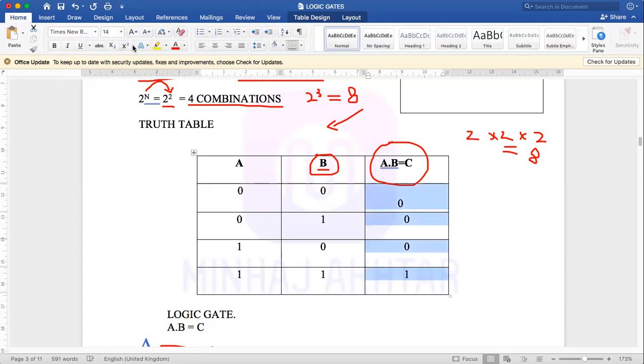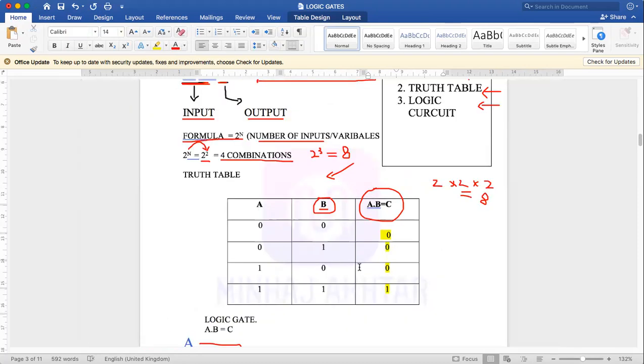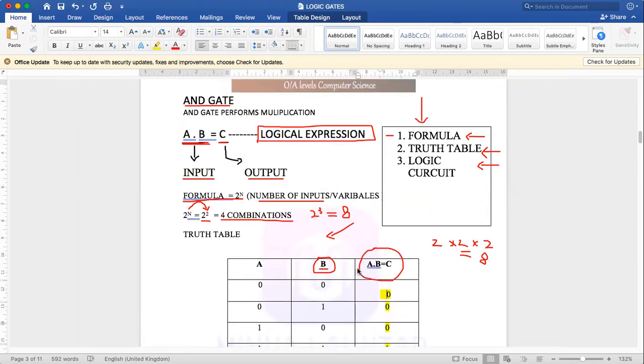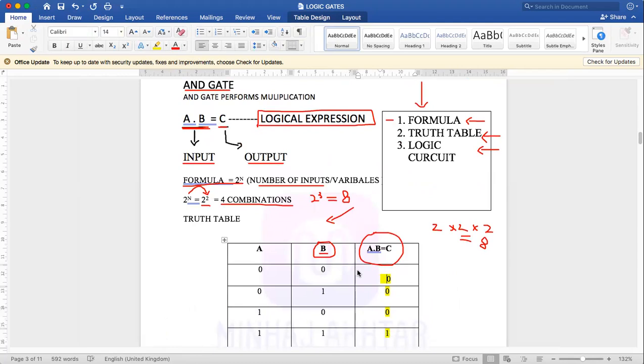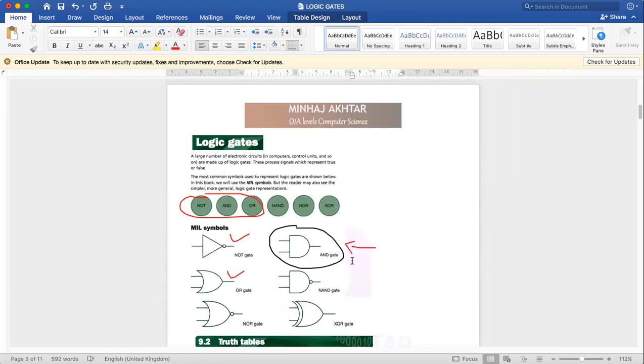So this is our output, right? How do we gain this output? We just multiply the values, isn't it? Yeah. So AND gate always performs multiplication.